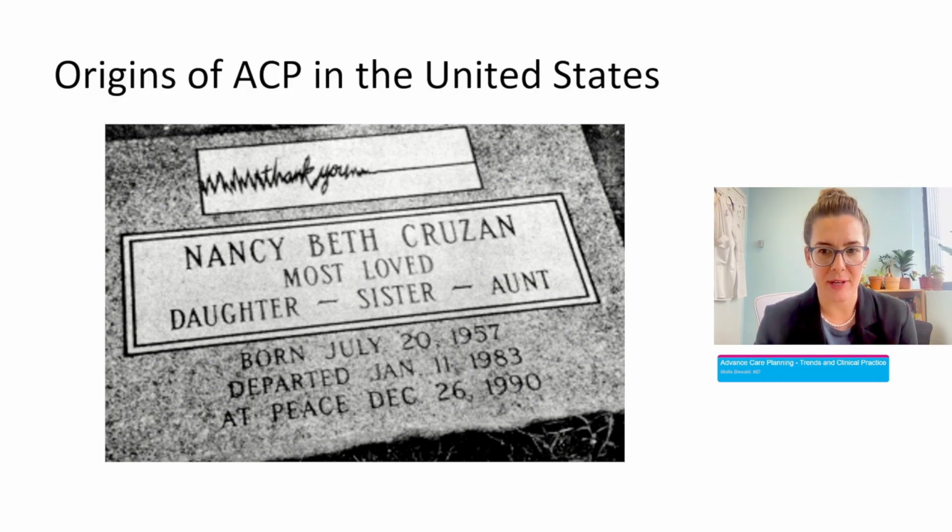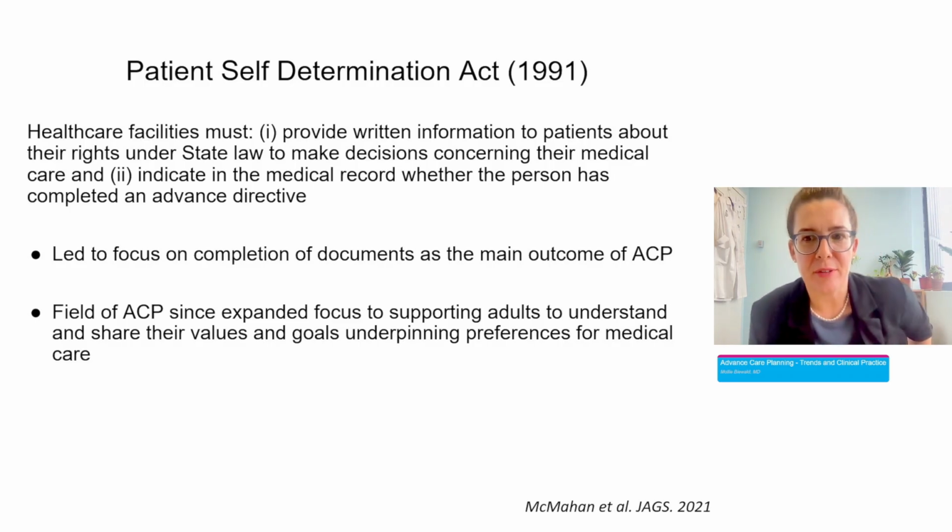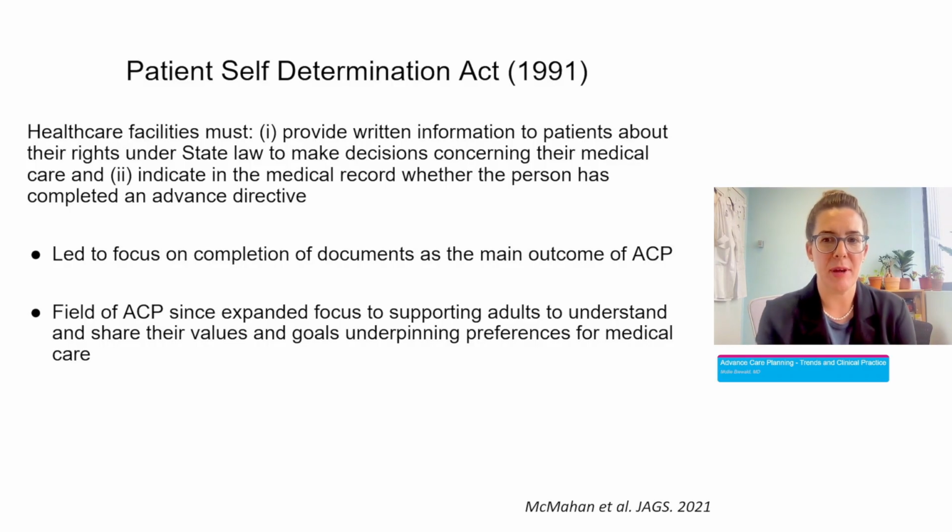The Patient Self-Determination Act was introduced as federal law in 1991 to ensure that a patient's right to self-determination in healthcare decisions was both communicated and protected. So that really came about in response to this. The Patient Self-Determination Act states that healthcare facilities have to give patients written info about their rights to make medical decisions, and also to indicate in the medical record whether they've completed an advance directive. This act really led to a focus on completing documentation as the main outcome of advanced care planning that people were interested in, including appointing a surrogate decision maker and completing a living will.